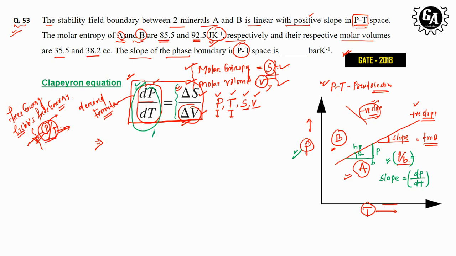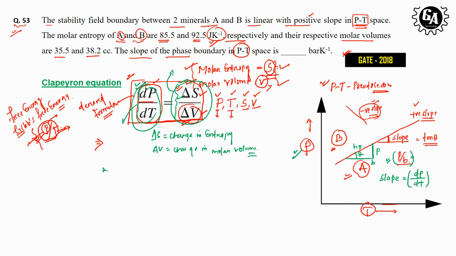What do we mean by del S? This is your change in entropy. And del V is your change in molar volume. This del S and del V are given in the question, and by calculating the slope we get dP/dT, which is basically the slope in the PT space. So if we calculate the del S by del V value, we will get the slope.